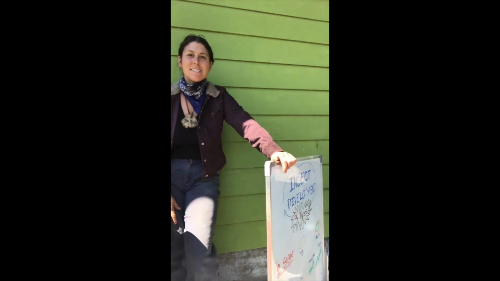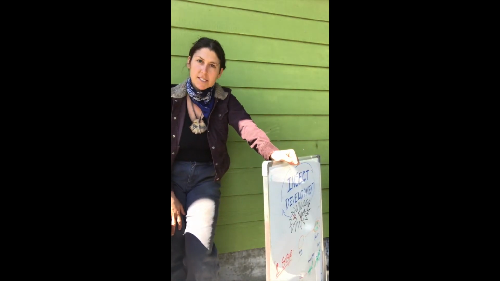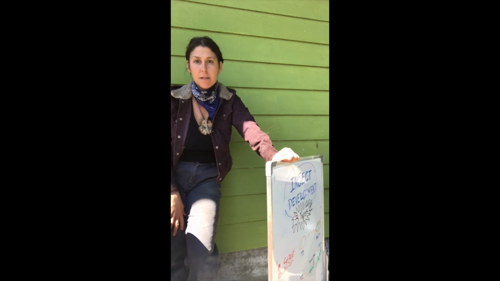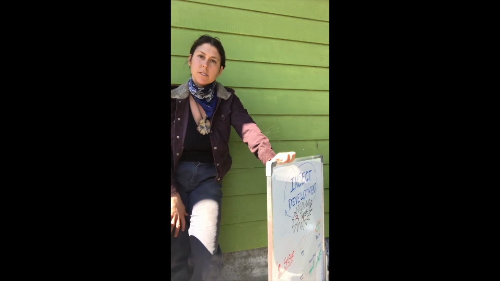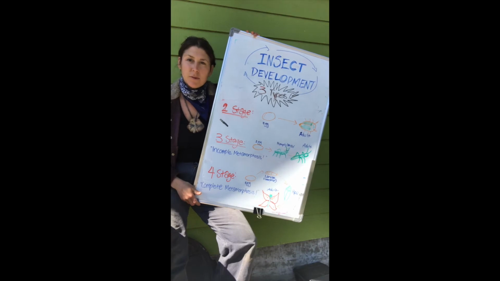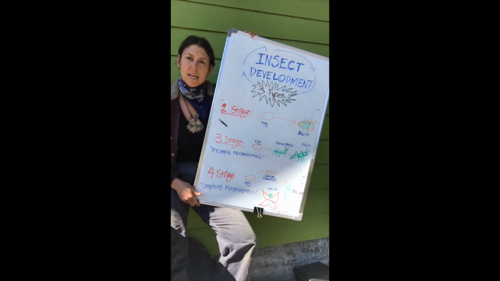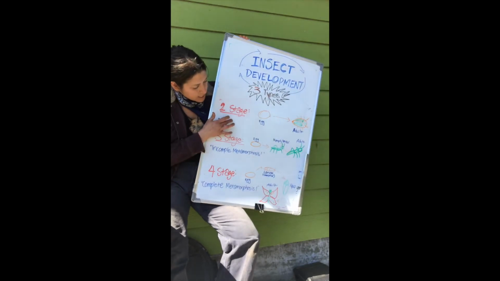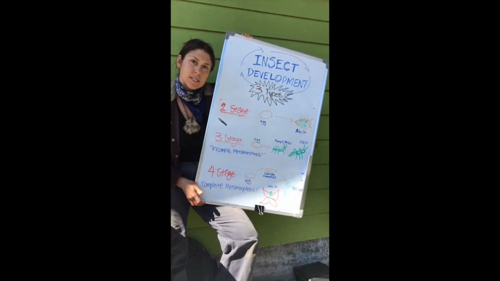Hello students! So as part of our Insects and Pollinators Month, we will be talking a little bit about how different insects grow into adults in their life cycle. There are actually 3 different types of insect development. You might have heard about the term metamorphosis. Only 2 of these types are actually considered metamorphosis.